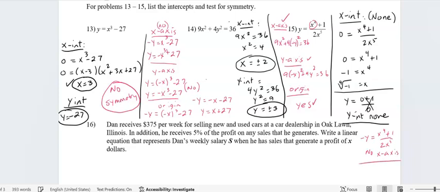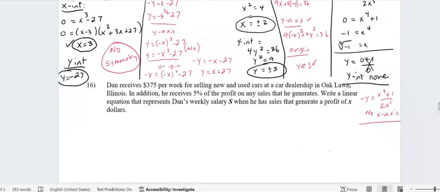Okay, and if I replace, testing for y-axis symmetry, I'm going to replace x with negative x and see if we get the original equation back. The top is the same, but the bottom will not be because it will be negative. So we do not have any y-axis symmetry.